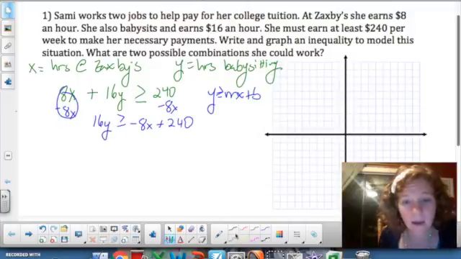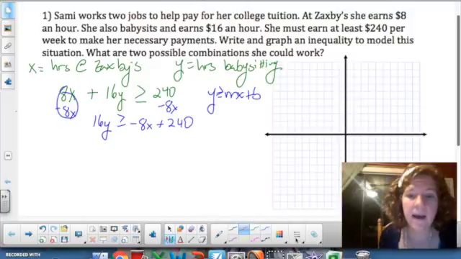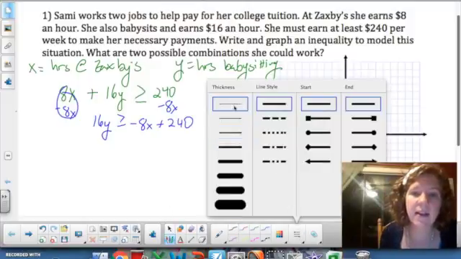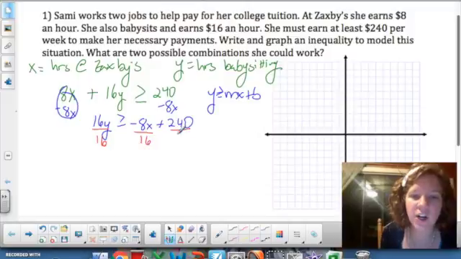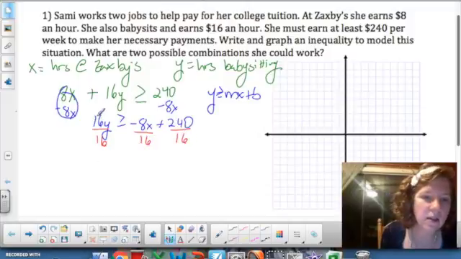All right, now I'm going to divide by that 16, again, because our goal is to isolate that y. So I'm going to divide by 16. I'm going to divide each and every term by 16. So dividing that, I get y.